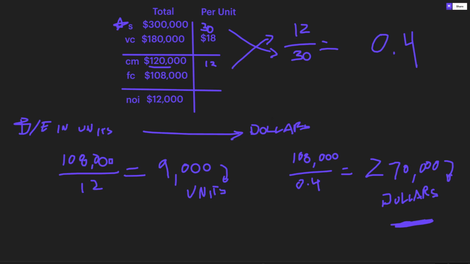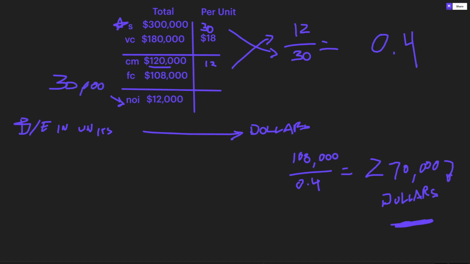And if you want to find, for example, you might be asked how many units must be sold in order to get a profit of, let's say, $30,000. It's easy because you just add on. So we'll just do it. If we wanted to see, in order to have an NOI of $30,000, how would we be able to calculate that?